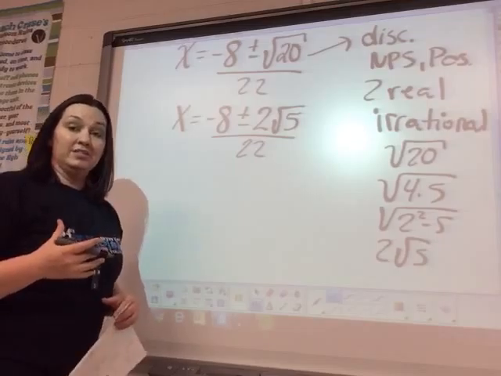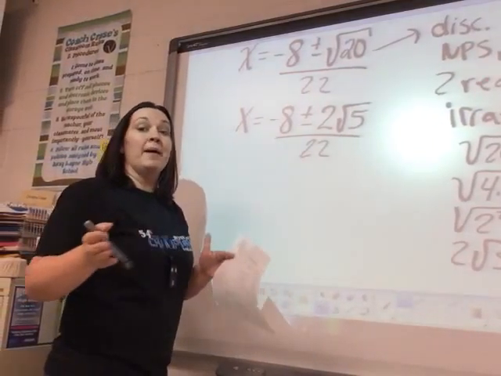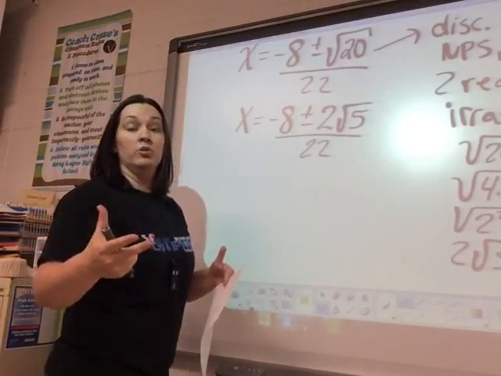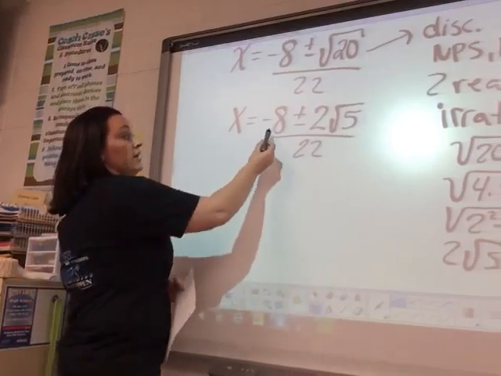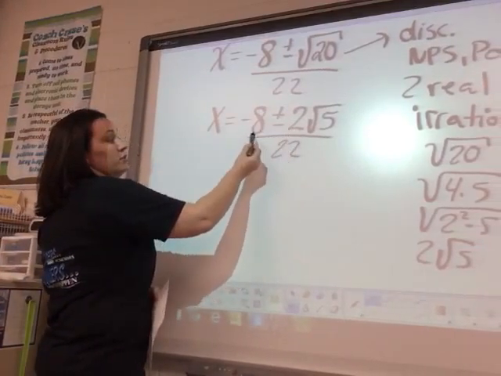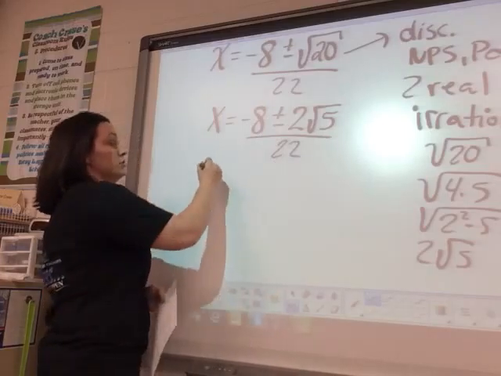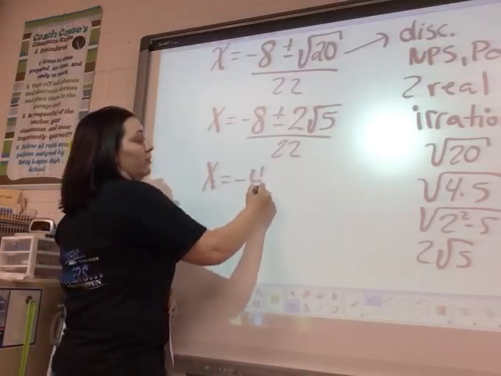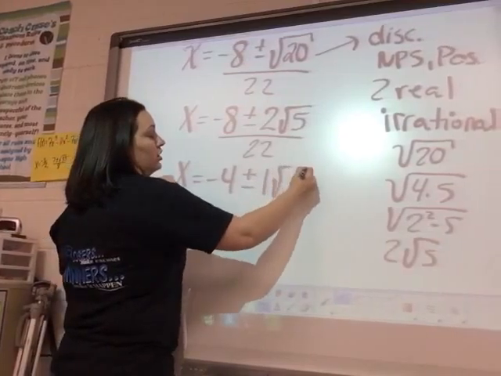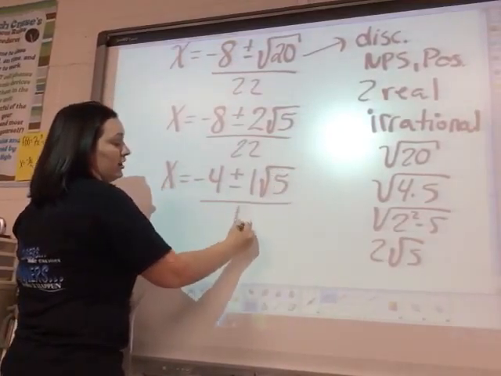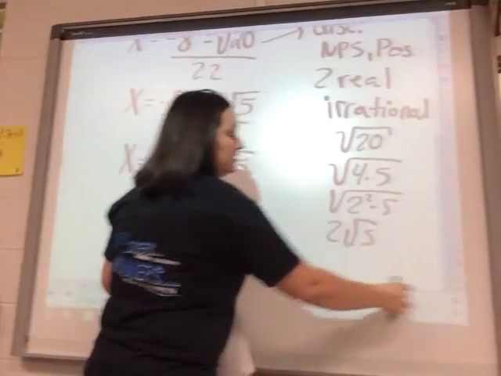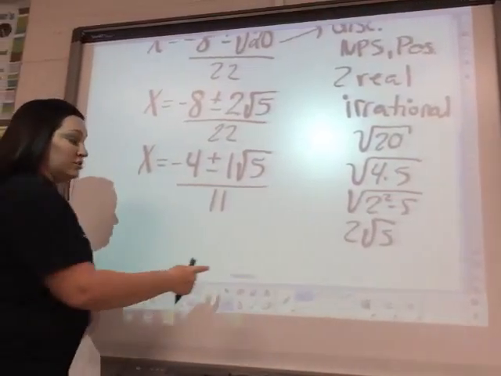This is your answer, but you've got a few more steps to make it match what most common tests have. You have to reduce. Look at 8, 2, and 22. 8, 2, and 22 are all even. They're all divisible by 2. So negative 4 plus or minus 1 radical 5 over 11. That's an equivalent answer. That's what most tests are going to have.